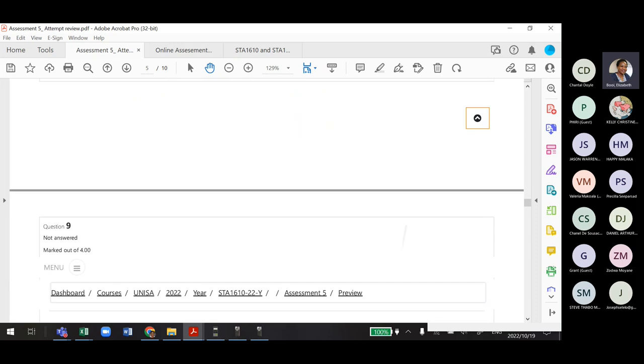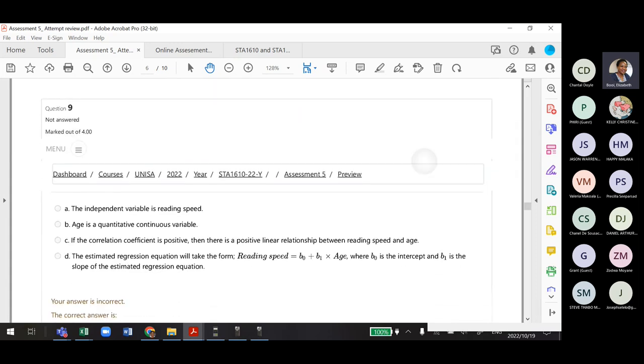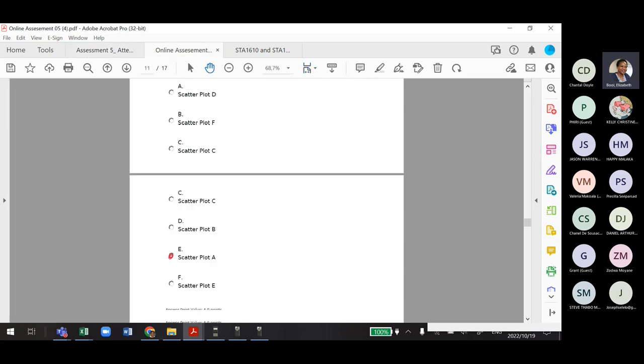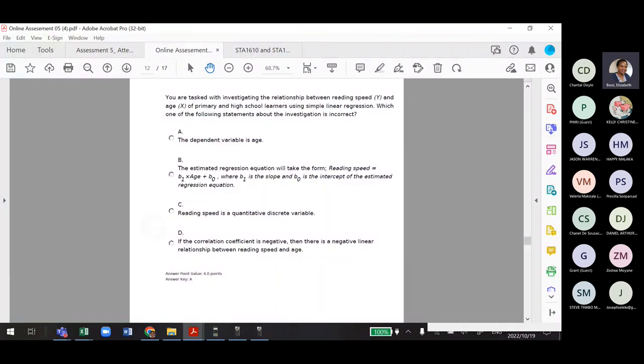Okay. So going on to the next question. So this one talks about the reading age. There should be another question like that. And that is the question. So we can use this one. You are tasked with investigating the relationship between the reading speed Y and age X of a primary and high school learners. Using simple linear regression, which one of the following statements about the investigation is incorrect? So we're looking for the incorrect answer here.